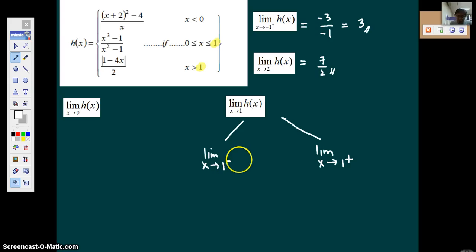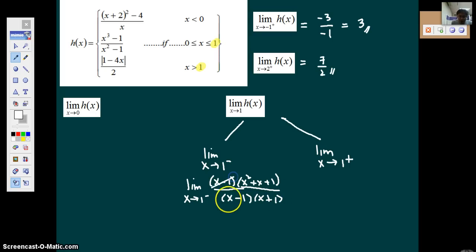Now, approaching 1 from the left means values left of 1, or values less than 1. So we should use the second condition, x cubed minus 1 over x squared minus 1. But we cannot substitute 1 right away, so we need to do some manipulations first. x cubed minus 1 is the difference of 2 cubes, so it's x minus 1 times x squared plus x plus 1, all over the difference of 2 squares, which is x minus 1 times x plus 1.